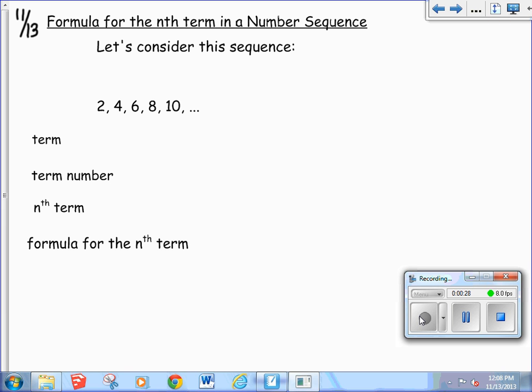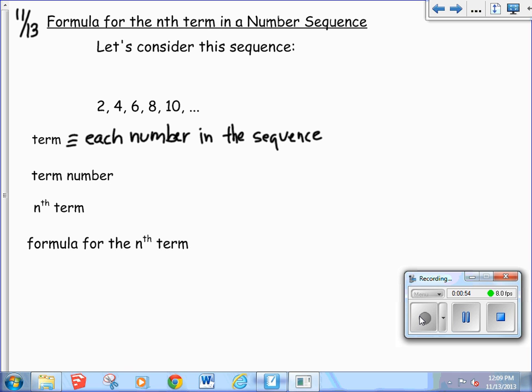Now this first one's a little easy, so I don't want you to know it right away, okay? But we've got some other things to build up to. First of all, there's some vocabulary we have to consider. The term is defined as each number in the sequence. Why did I put three lines after term? Because that means defined as.